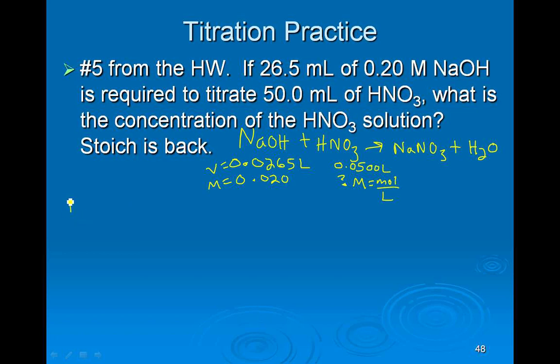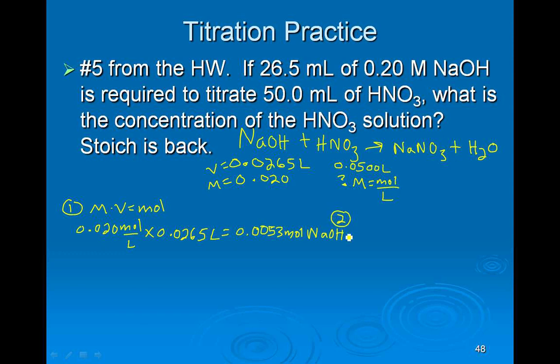Finding the moles is pretty much what every stoichiometry problem is about. So step one, we're going to go molarity times volume to get moles, since we were given those two things. And we're going to go 0.020 moles per liter, molarity is moles per liter, times the volume, which is 0.0265 liters, and that equals 0.0053 moles, and that is NaOH.